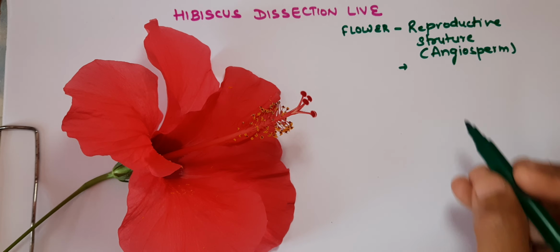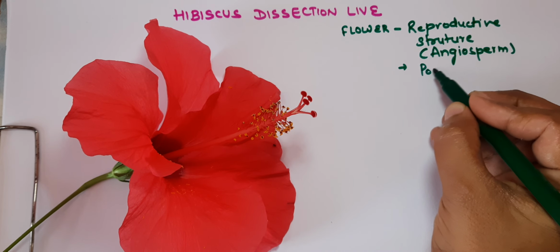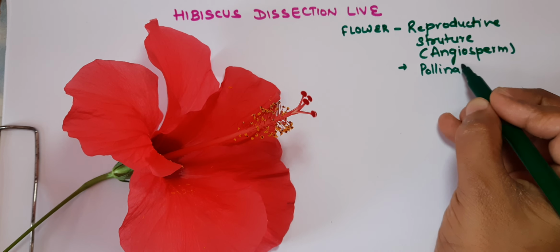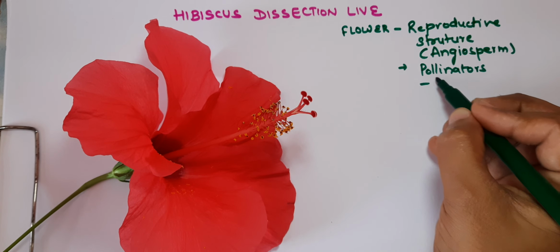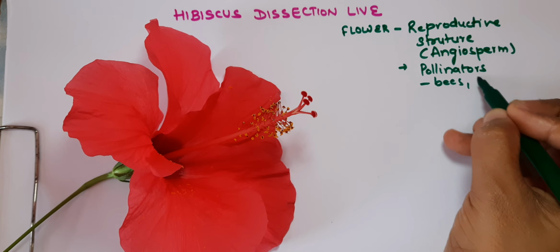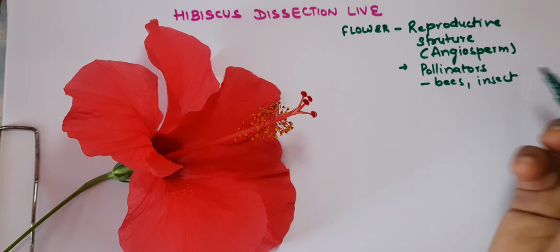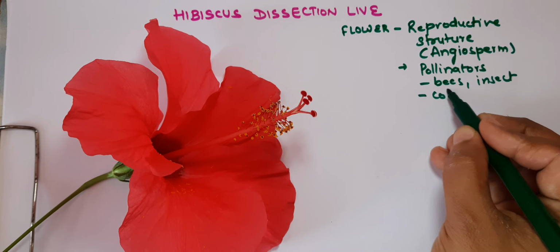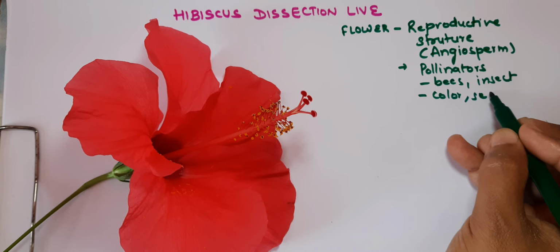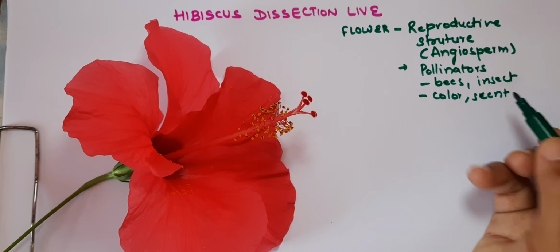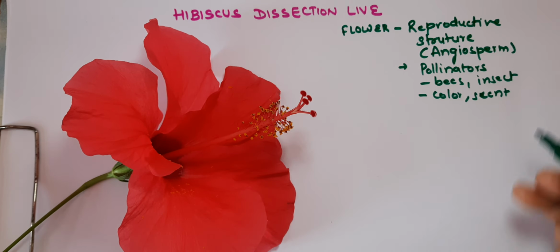And the flower will attract the pollinators. So what are the pollinators? Like bees, insects, butterflies, through its color, scent, and nectar.